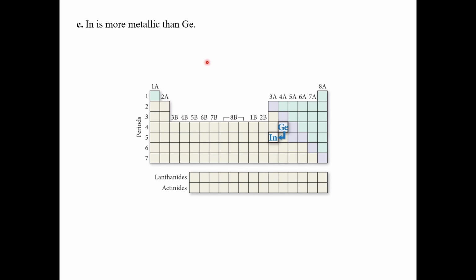Okay, so In is more metallic, so we'll start with Ge. We have to move down the column, so metallic character increases. And then we're moving to the left, with metallic character increasing more.